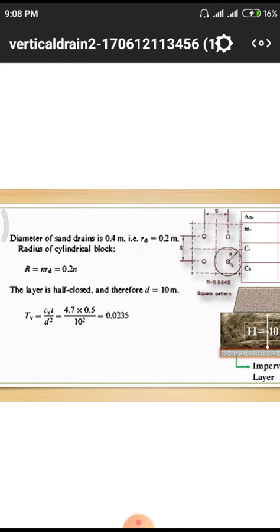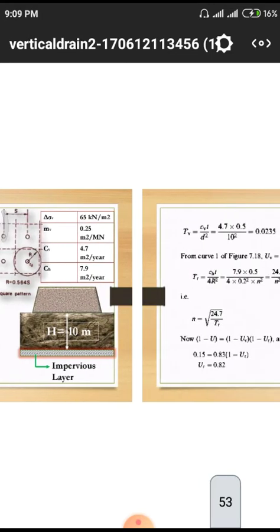R equal to N pi d, where N equal to 0.2, where T equal to CV L by D square, where CV equal to 4.7, L equal to 0.5, as we previously knew. D is the depth, equal to 10 meters, so 10 into 10, 100 we will get in the denominator, so that the total time is 0.0235.